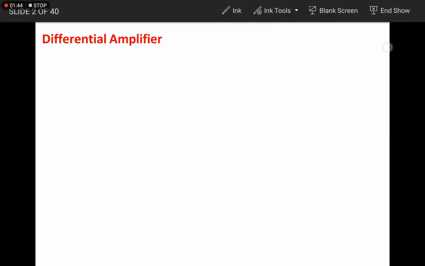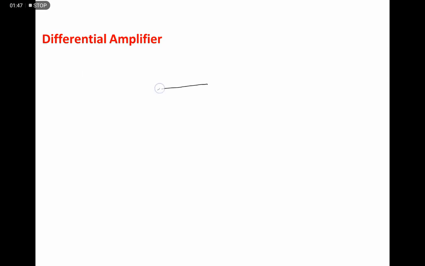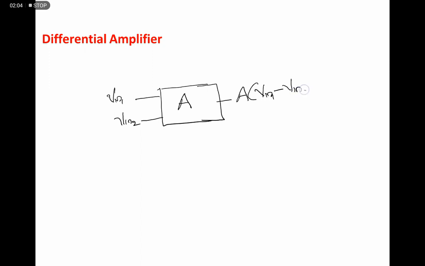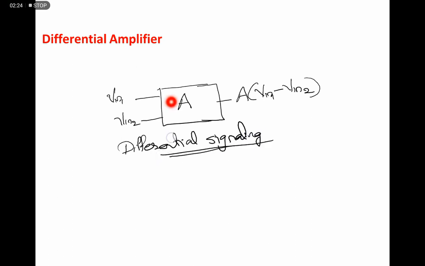First we will start with the differential amplifier. A differential amplifier is nothing but an amplifier whose output is the amplified version of the difference between the input signals. It has two inputs, Vin1 and Vin2. The output will be proportional to Vin1 minus Vin2. So the differential amplifier amplifies the difference between two inputs. It uses a concept called differential signaling.